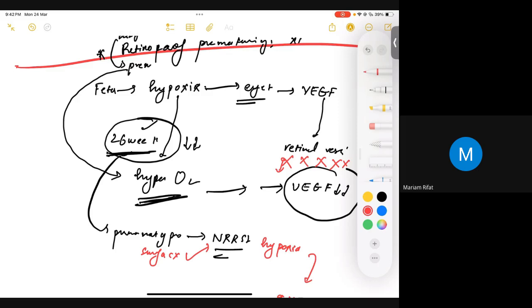We have a fetus. The fetus is hypoxic. In a hypoxic condition, what happens to VEGF? It's increased. And it should be increased in the fetus because we want normal development of retinal vessels. Is that clear? Now, for example, if this baby is born premature, right?